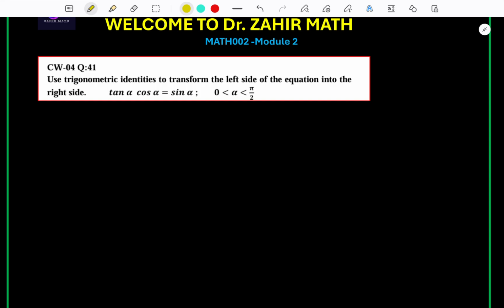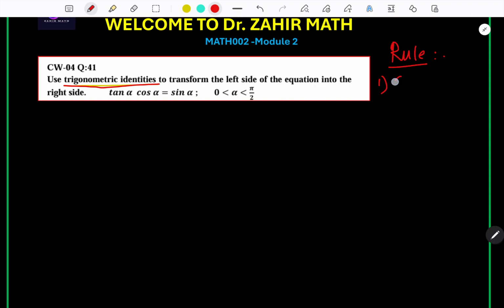Okay, what's the question? Let's see. Use trigonometric identities. What is that? Use trigonometric identities. What do you mean by trigonometric identities? It means a rule, trigonometric rules.